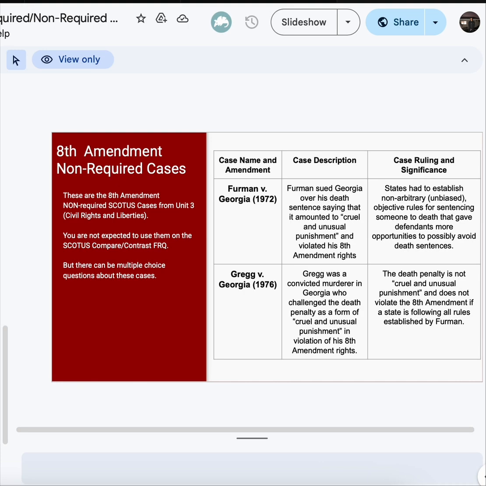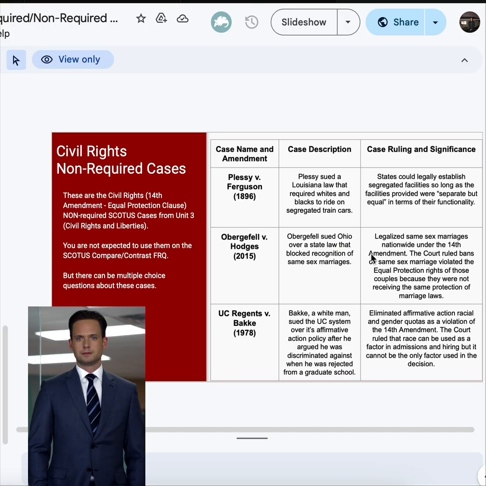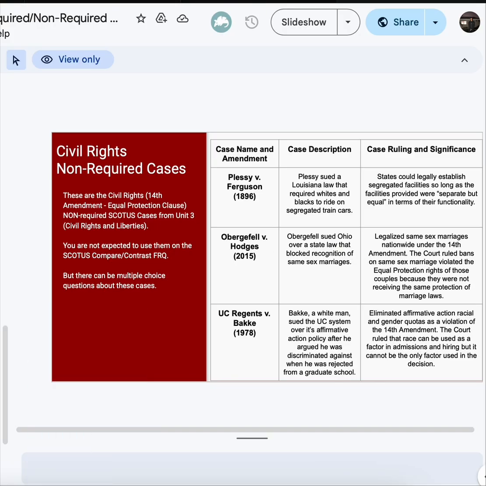And then the next one is going to be, boom, we have Plessy v. Ferguson, Obergefell v. Hodges, and then UC Regents v. Bakke. So we're getting tag teamed by cases. I'm not Mike Ross, so hopefully we could survive the threesome of cases.